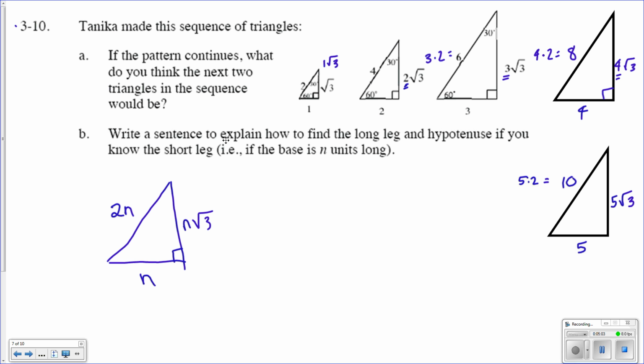So as we try to come up with a sentence, we could say the length of the long leg is going to be equal to n times radical 3 units long, and our hypotenuse is always going to be 2 times our base length, or 2n units long.